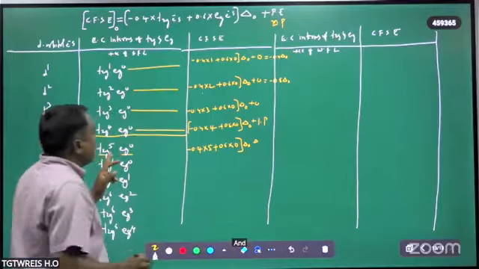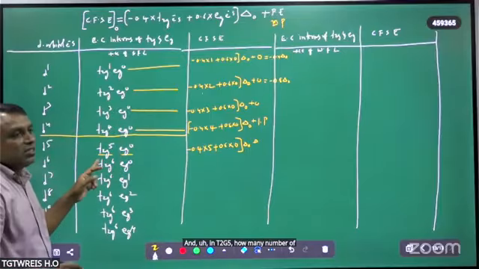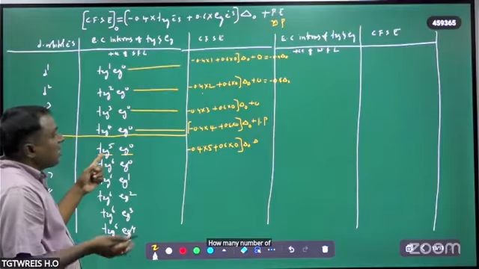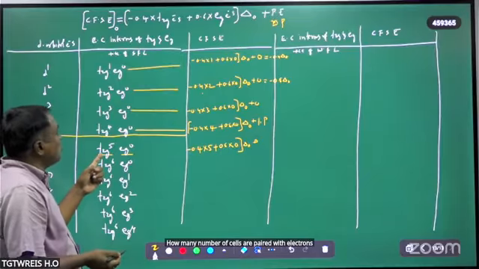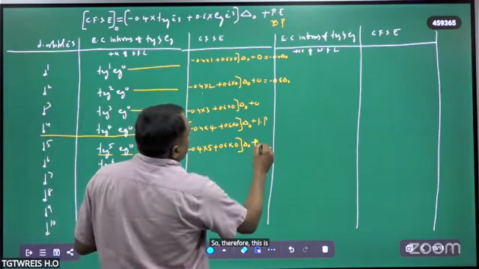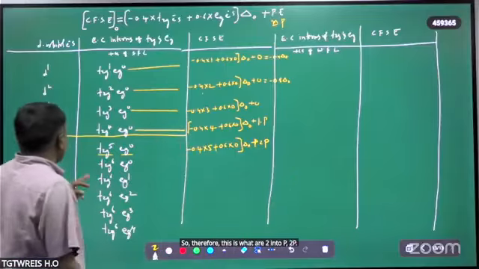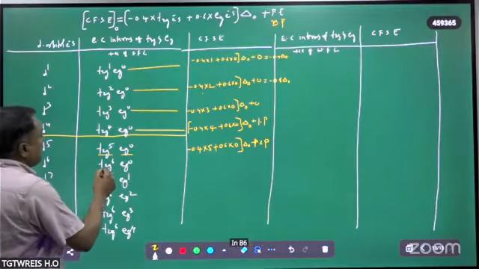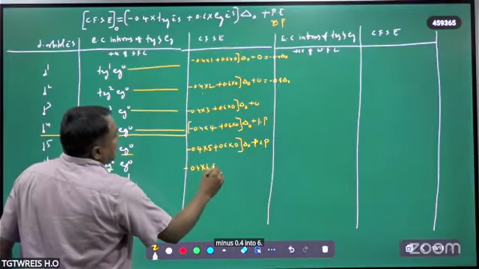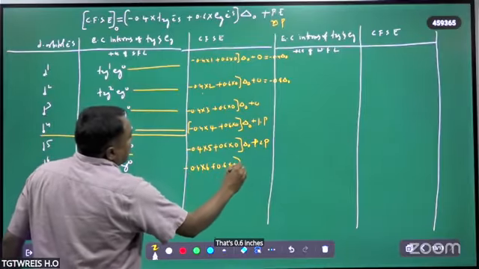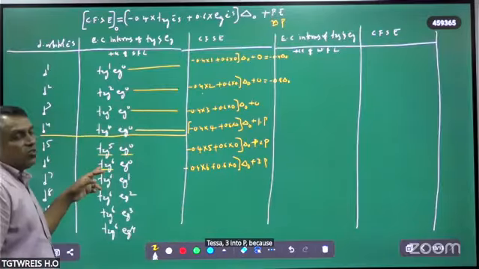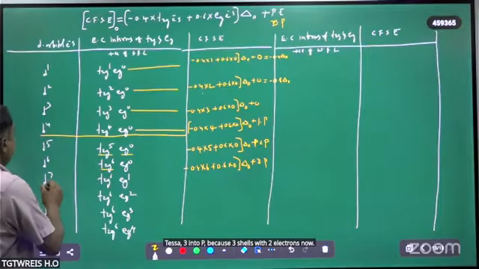And in t2g5, how many electrons are paired? How many orbitals are paired with electrons? So 2 orbitals, therefore 2P. In d6 what now? How many electrons? Minus 0.4 into 6 plus 0.6 into 0 into delta naught, plus 3P, because 3 orbitals have 2 electrons now.